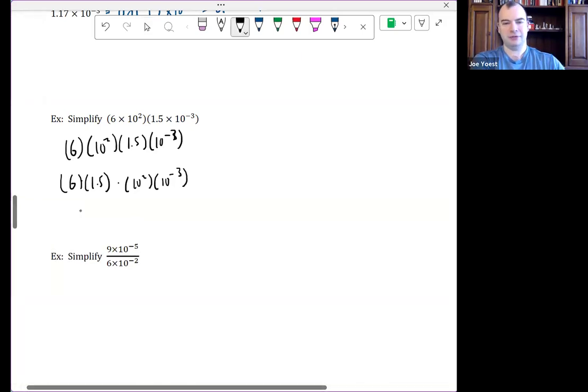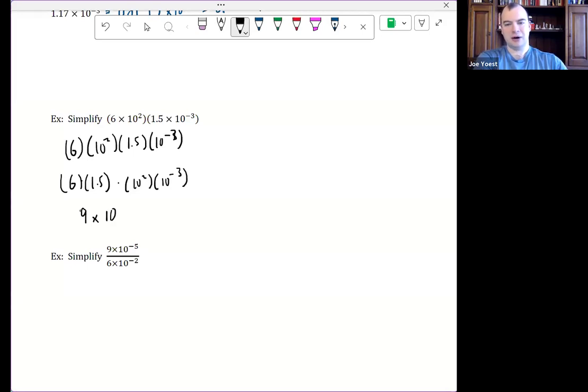6 times 1.5, 1.5 of 6 is 9. And then here I have 10 squared times 10 to the minus 3. I have the product of two things that have the same base. I add the exponents. 9 times 10 to the power 2 minus 3, or negative 1.